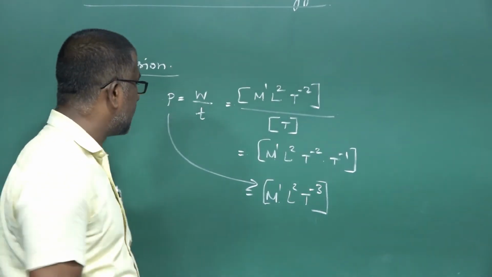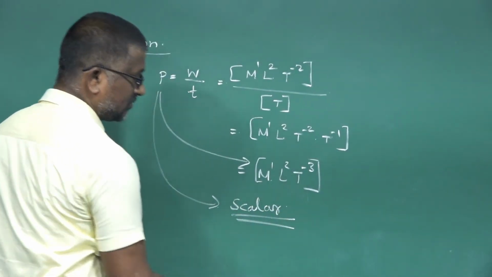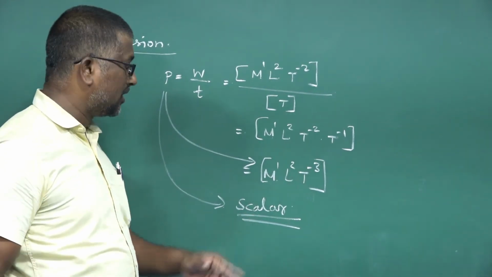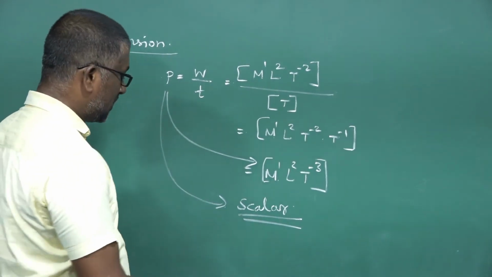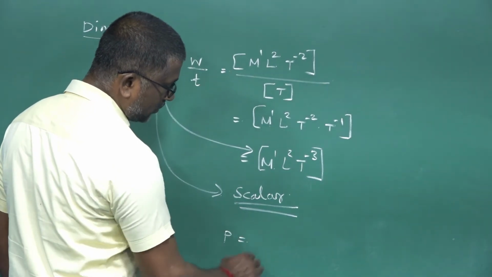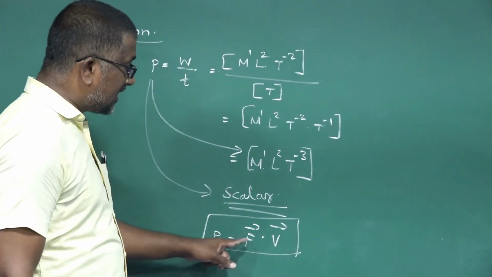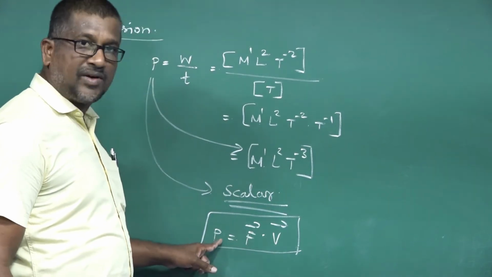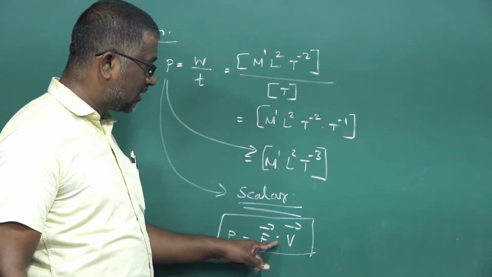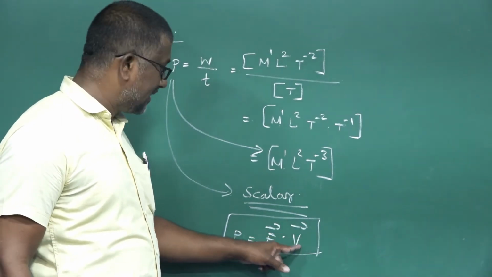And power is a scalar quantity, because it has only magnitude. But it can be written in vector form. The vector form of power is P is equal to F vector dot V vector. This is the relation between velocity and power. Later we will discuss that. So P is equal to F vector dot V vector, that is, the dot product of force and velocity is nothing but power.